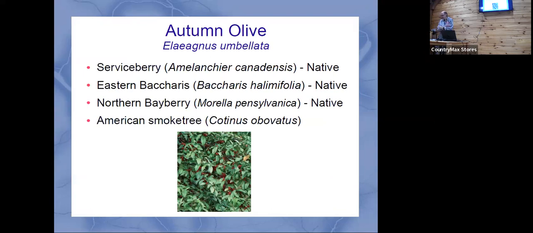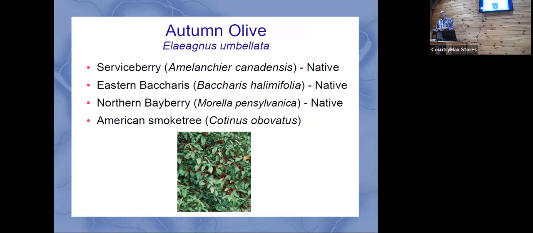Autumn olive was introduced from Asia in the 1830s. It was promoted in the 1950s for erosion control. Again, this one produces berries that the birds spread that goes all over. This one, I would say almost every week when we're at Durand, we're clearing some autumn olive.